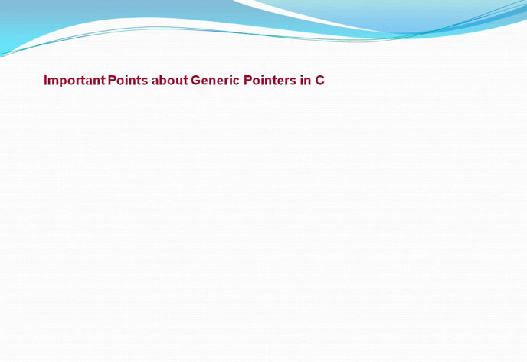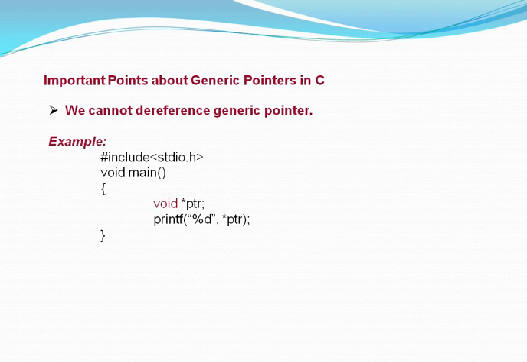Now, important points about generic pointers in C. We cannot dereference a generic pointer. It means that if you are taking void as a generic pointer and you want to print %d *ptr, it will generate an error. The error is "not an allowed type". So it will generate a compile time error. So you can't dereference generic pointers.